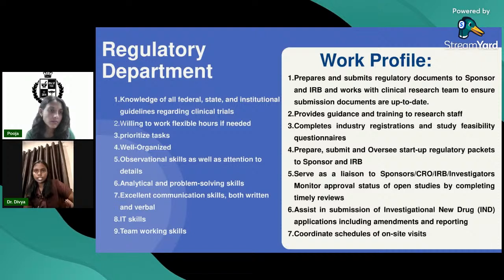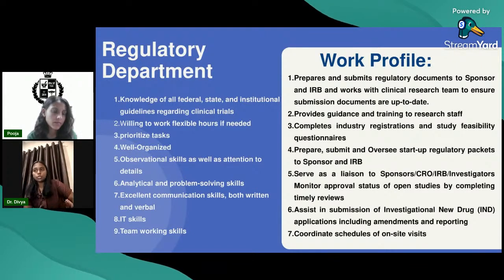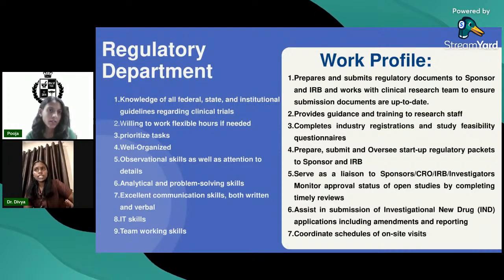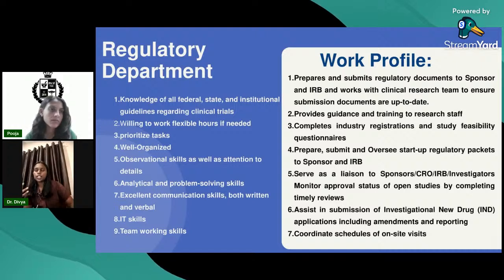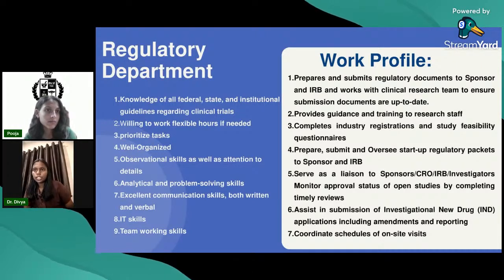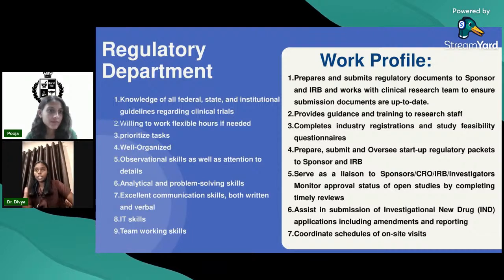There are auditors in clinical trials who will inspect your site at any point of time. So they are the ones who will be scheduling those visits for you. This is also one of the higher paying fields of clinical research. So if you are someone who is interested in rules, regulations and guidelines, this can be a good fit for you. In this domain, you will require knowledge of federal laws, state laws, and institutional guidelines.